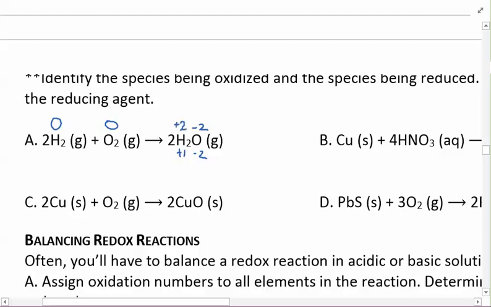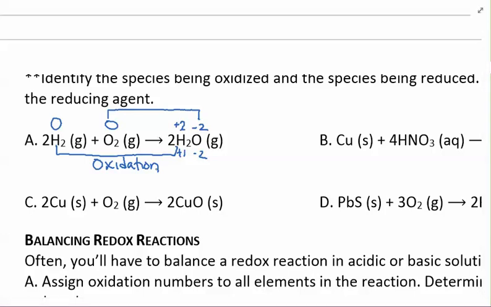So what we generally do is we connect them. So we're going to take the hydrogen and connect it to the hydrogen, the oxygen, connect it to the oxygen. So we're going from a charge of 0 to a charge of positive 1 for the hydrogen. In order to do that, we have to lose electrons, which makes this oxidation. Remember, LEO, losing electrons is oxidation. Oxygen is going from 0 to negative 2. So oxygen is gaining electrons, or GER, which is being reduced.